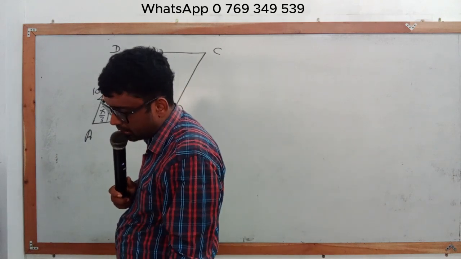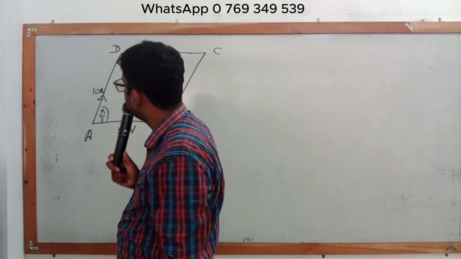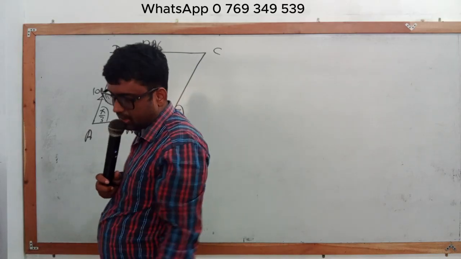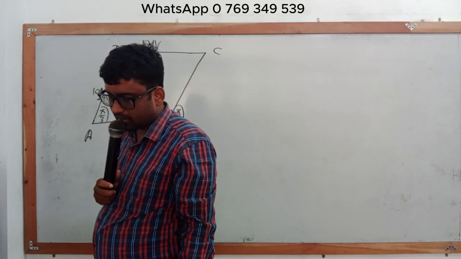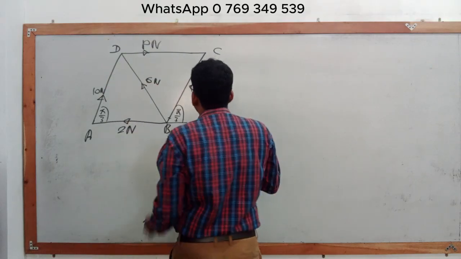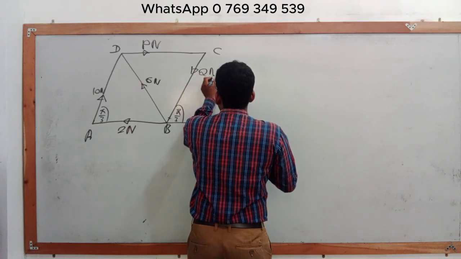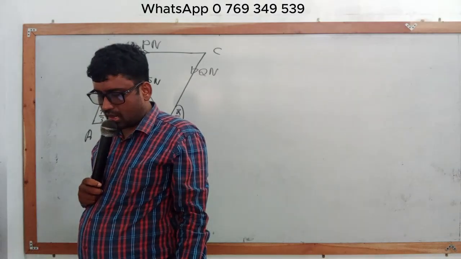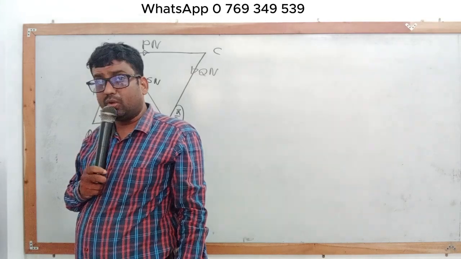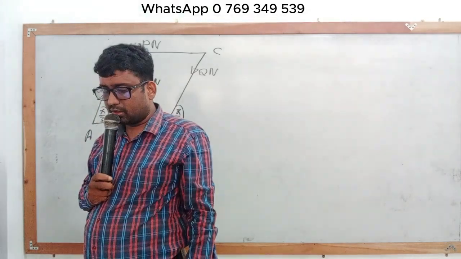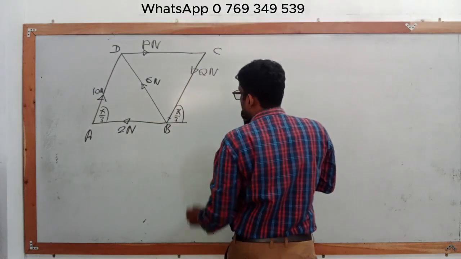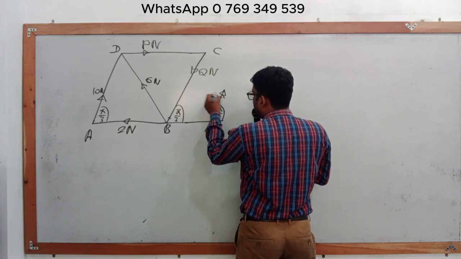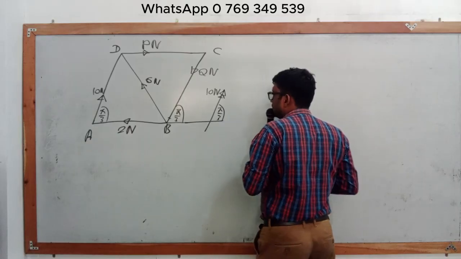And P Newton along DC, this is P. Q Newton along CB, this is Q. It is given that the resultant force is of magnitude 10 Newtons, and its direction is B to C. This is pi by 3, this is the 10 Newton. This is the resultant. The direction is also given.